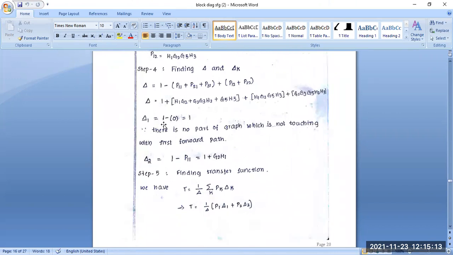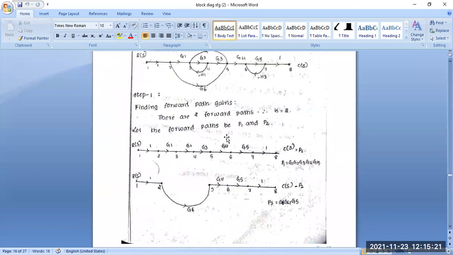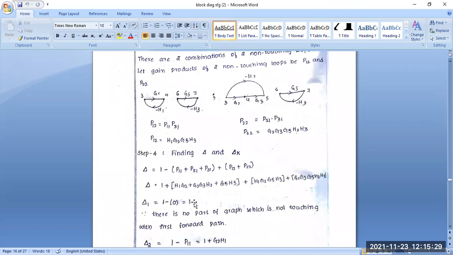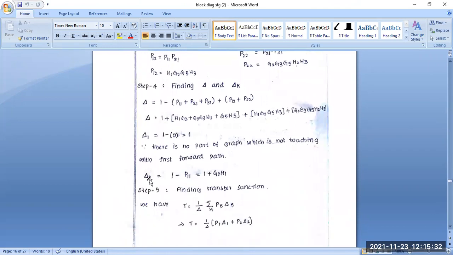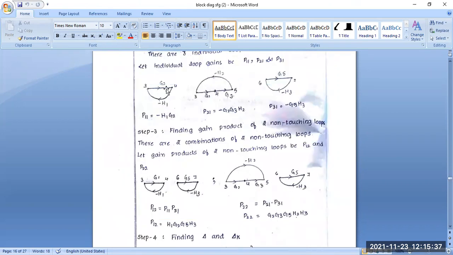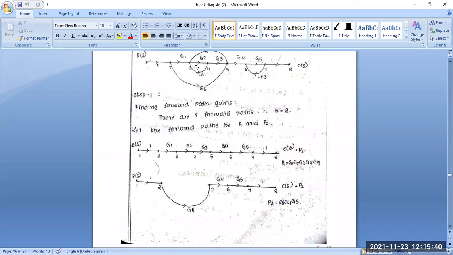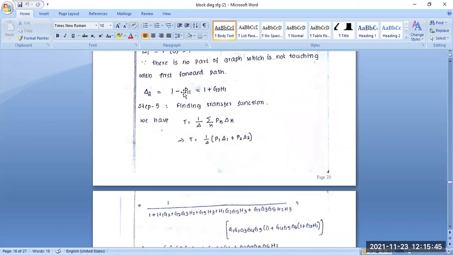Delta 1 is equal to 1 minus 0, because there is no part of the graph that is not touching the first forward path; in this forward path every node is touching. So that is 1 minus 0, which equals 1. The second one, delta 2, is 1 minus P11, because P11, the 3 and 4 nodes, is not touching this forward path. So delta 2 is 1 minus P11, which equals 1 plus G2H1.